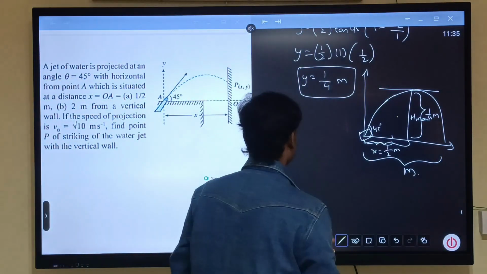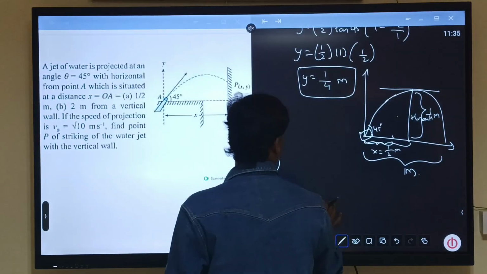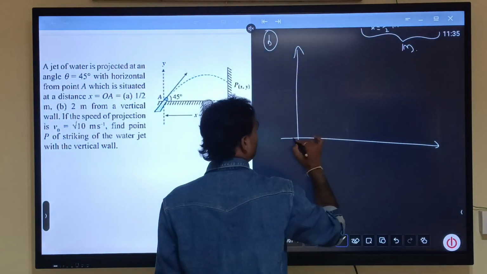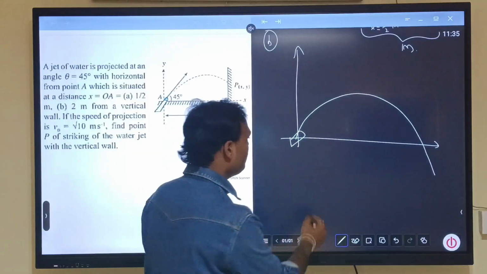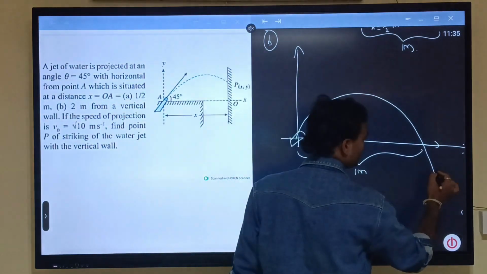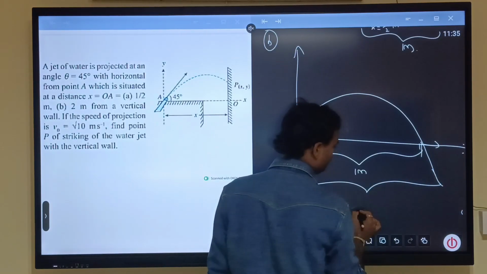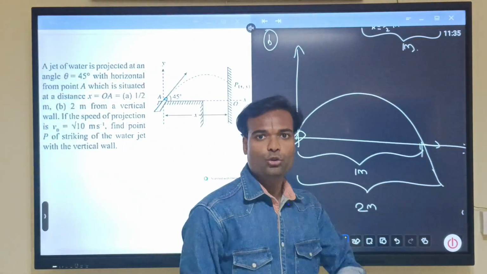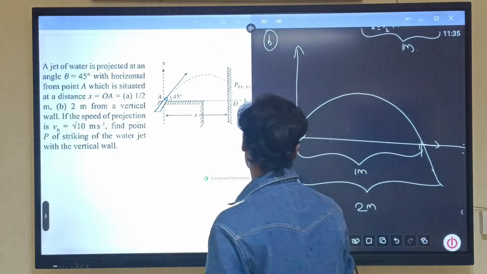Now the next point is they are asking part b as 2 meters. 2 meters means, see very carefully here, it started its journey and is falling like this. Obviously we know that this is equal to 1 meter, and they are giving a condition as 2 meters. Then if the x value is 2 meters, what would be the y component? What will be the height?